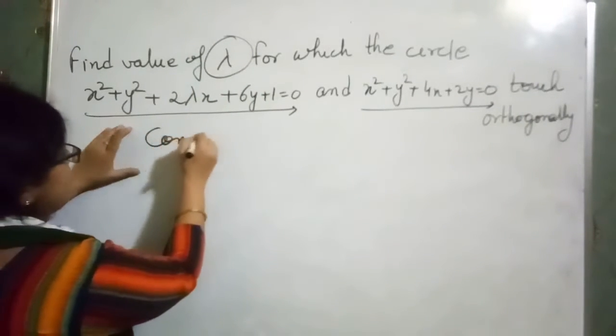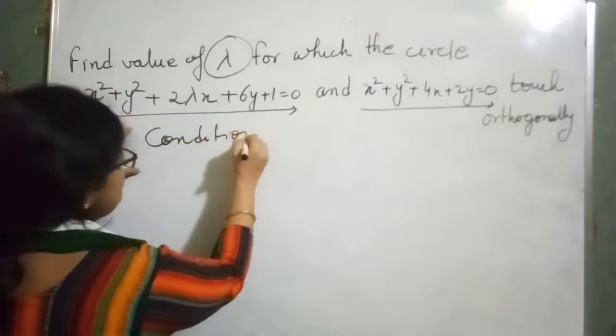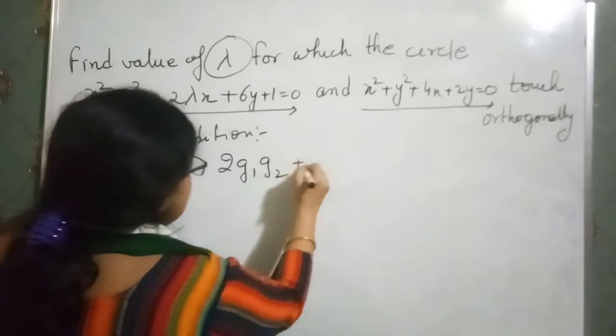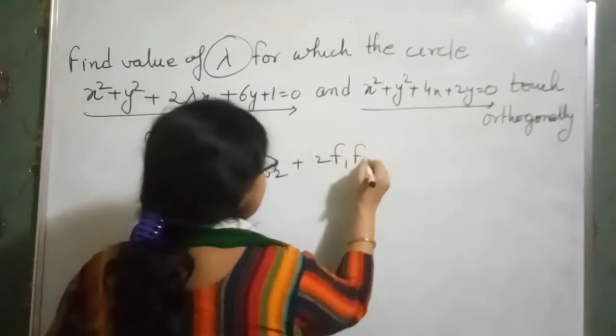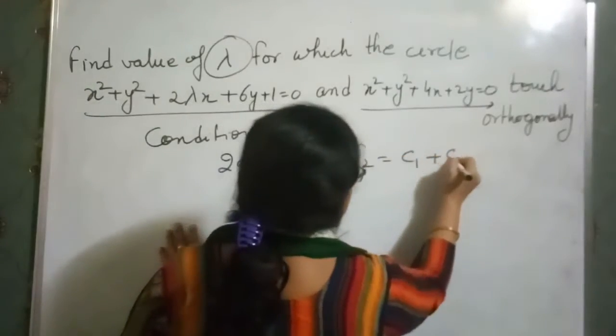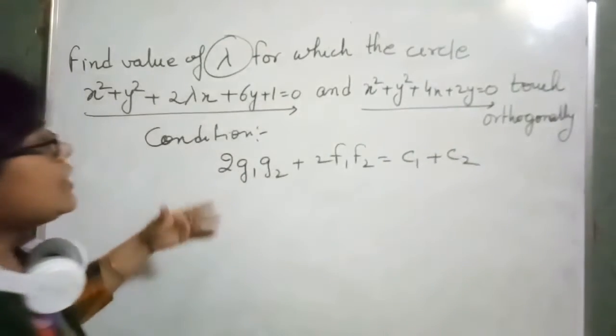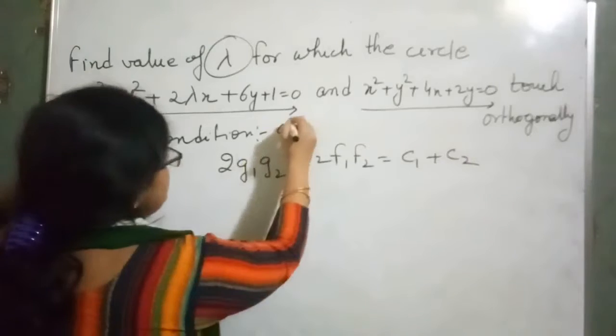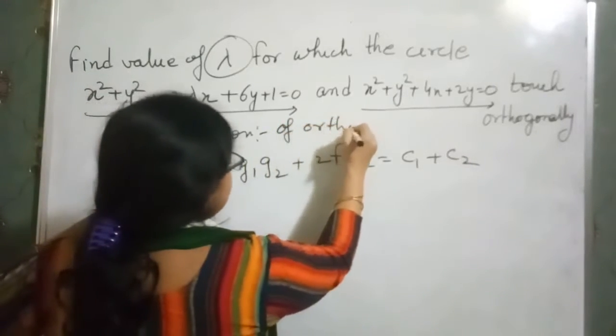So the two circles touch orthogonally. The condition is 2g1g2 plus 2f1f2 is equal to c1 plus c2. Just equate these values and get the answer. This is known as the condition of orthogonality.